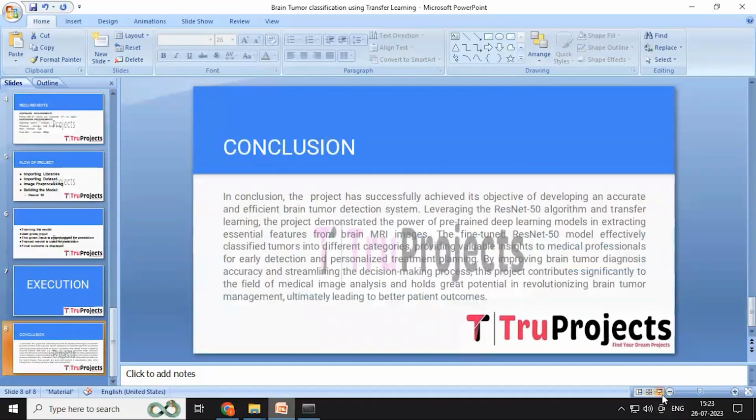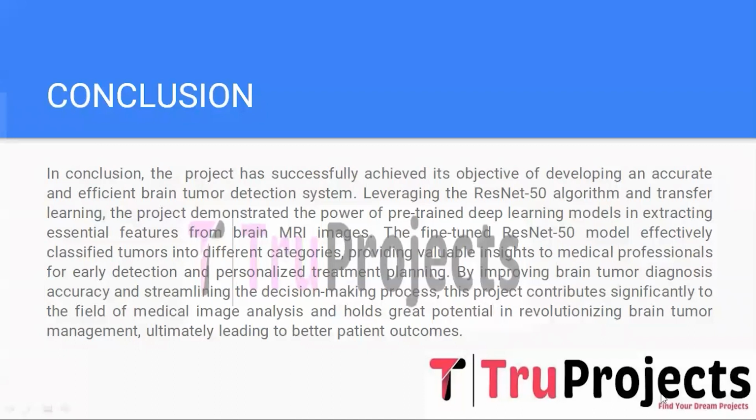And in conclusion, the project has successfully achieved its objective of developing an accurate and efficient brain tumor detection system, leveraging the ResNet 50 algorithm and the transfer learning. The project demonstrated the power of pre-trained deep learning models in extracting the essential features from the brain MRI images. The fine-tuned ResNet 50 model effectively classified the tumor into having or not, providing valuable insight to the medical professionals for the early detection and the personalized treatment planning.